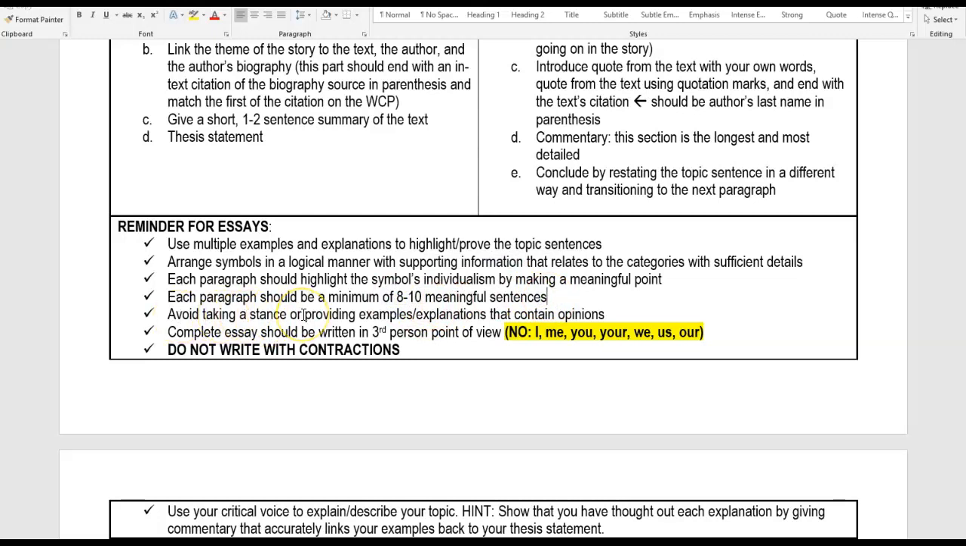Avoid taking a stance without providing examples and explanations. Don't tell me that the author is successful because you think it is. Tell me why. The complete essay should be written in third-person point of view.